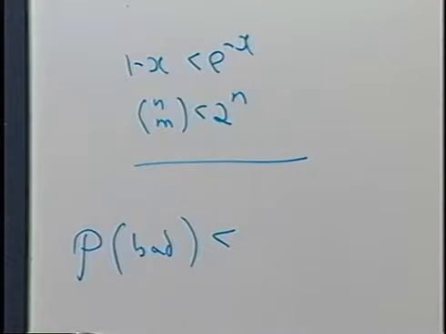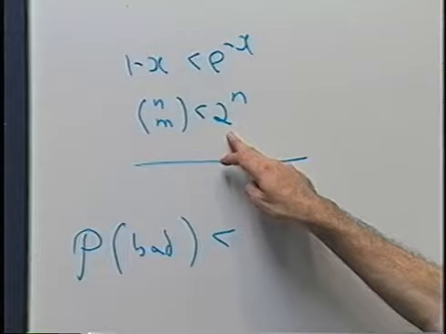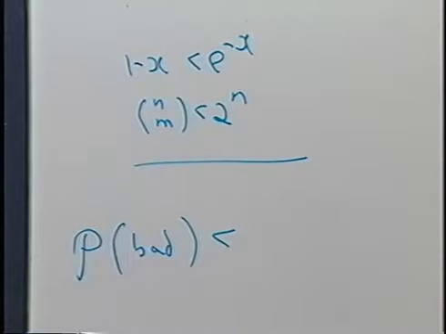Oh, you need something that weak, 2 to the n? Yeah, you could use whatever you want. It won't buy you much. You can do the calculation. Yeah, it won't buy you much.